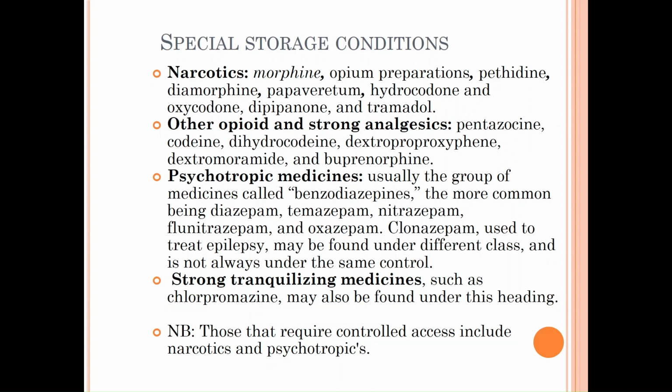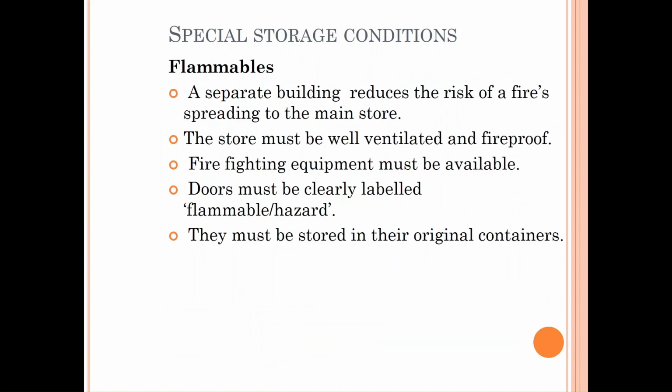However, we need to note down something. Here you are just confirming whatever you wrote down, whether it was right. The last slide was asking you to give examples of narcotics and those types of medicines that need special conditions. So these are the types of medicines that need special conditions with their examples. Those that require controlled access include narcotics and the psychotropics. So that takes us to another group that needs special conditions.